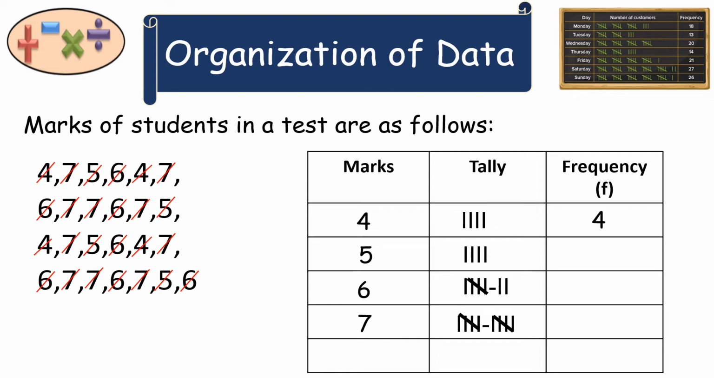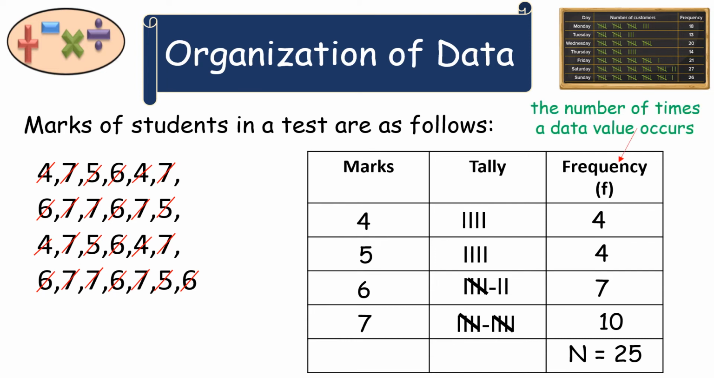And then under frequency, we are going to write the numbers. So 4, 4, 7, then 10. Then we are going to add. So n equals 25. The frequency is the number of times a data value occurs, while n is the total frequency.